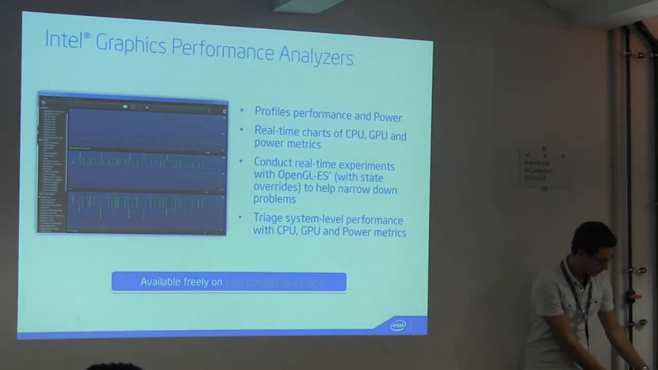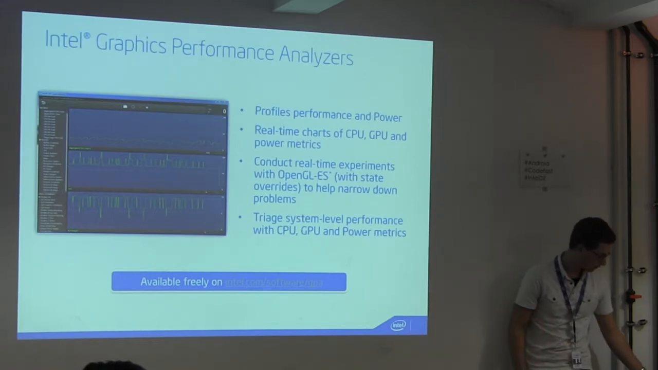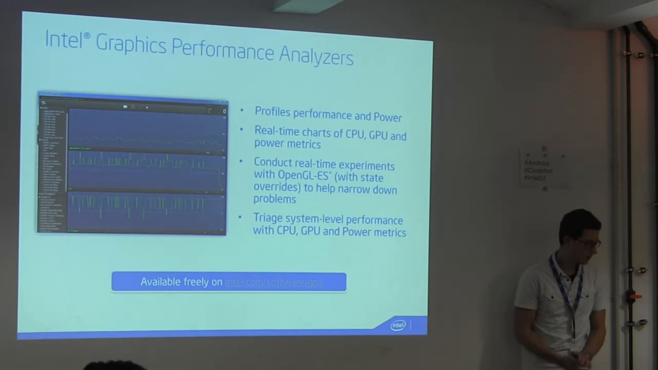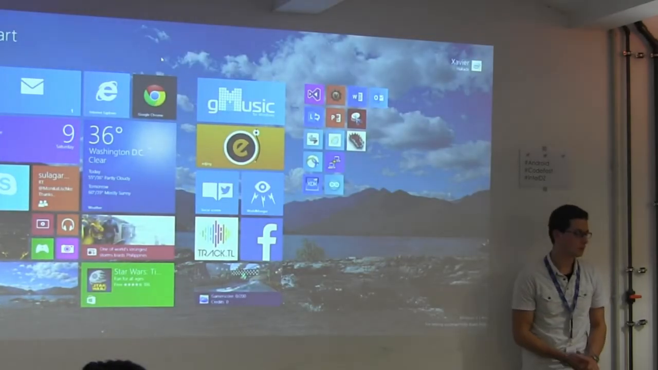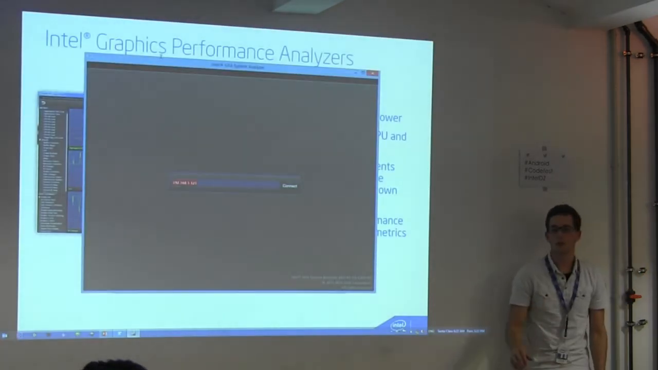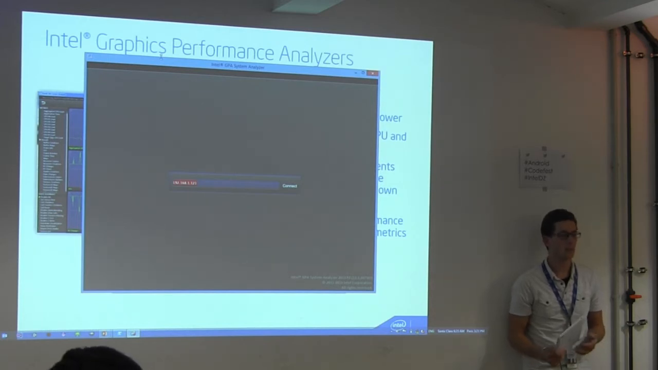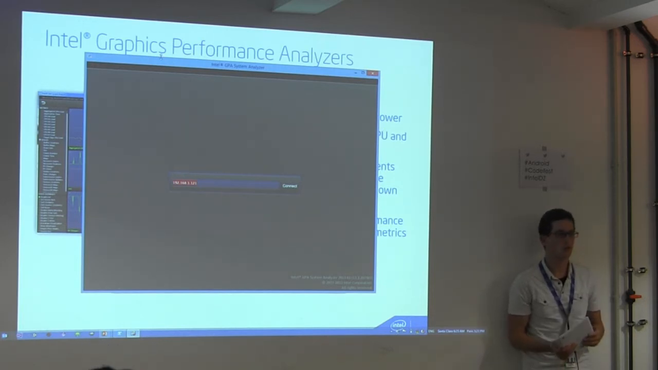So another nice tool we have is Intel GPA. If you're into games, let me demo it. GPA is a set of tools. You run part of it on a Windows, Linux, or Mac operating system, and it will communicate over ADB to an x86 tablet. Here it's only for x86 because it needs a tight integration with the platform, GPU drivers, and the GPU itself.